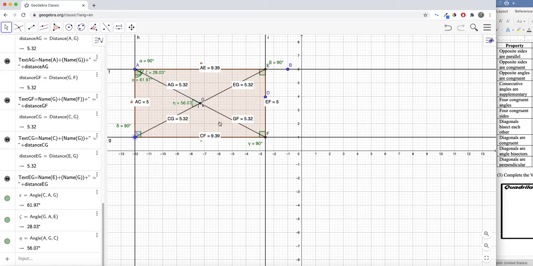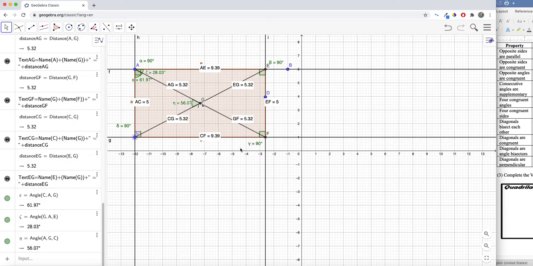So opposite sides are parallel. Yeah, that's going to be true on all of them. Opposite sides are congruent. Yes, and yes. So these are both 5. These are both 9.39. Opposite angles are congruent. Yes, that's 90. That's 90. This one's 90. This one's 90. So that is true. Consecutive angles are supplementary. Yes, because it's going to be 90 plus 90, 90 plus 90. So that's true. Four congruent angles.